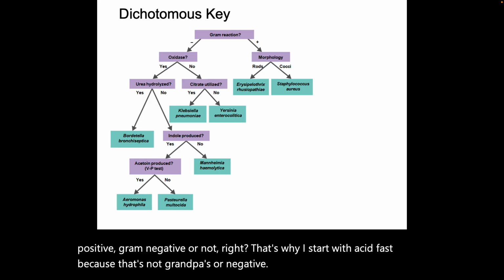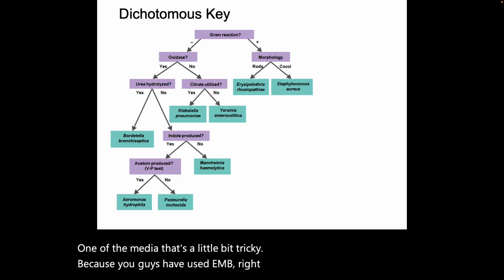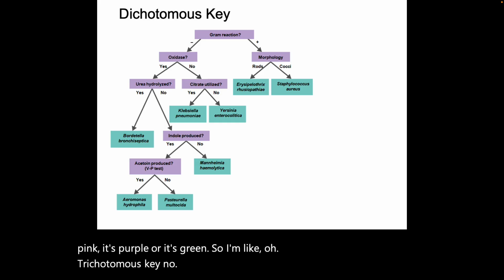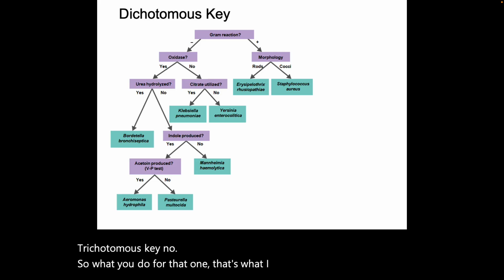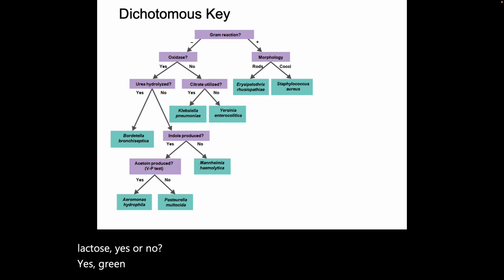One of the media that's a little bit tricky is EMB, because you guys have used EMB, right? There are 3 possible results. It's pink, it's purple, or it's green. So I'm like, okay, trichotomous key. No. So what you do for that one, that's what I do anyway: on EMB, ferments lactose, yes or no? Yes is green or purple. No is pink. So you have 2 levels to get that dichotomous key.